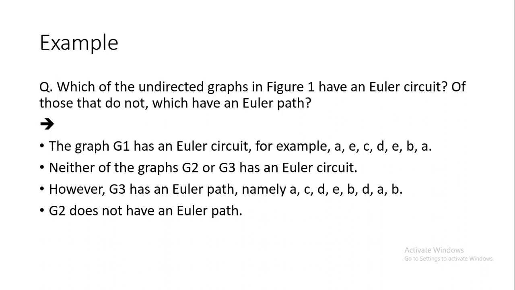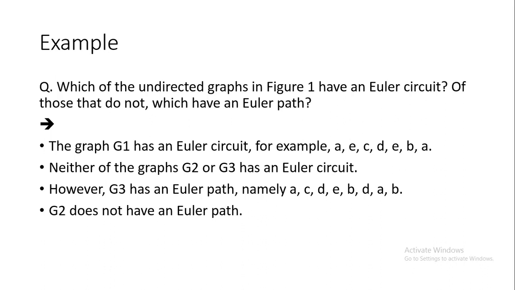But G3 has an Euler path, namely A, C, D, E, B, D, A, B. See here, this is a path. The starting and end point may be different. Understood? That's why it is called a path. But in the case of a circuit, the starting and end point must be the same, that is A to A.